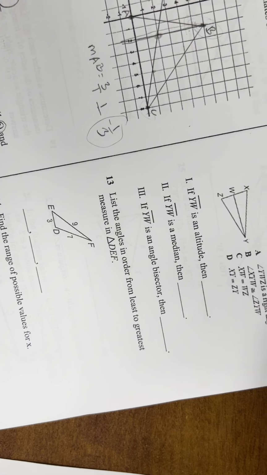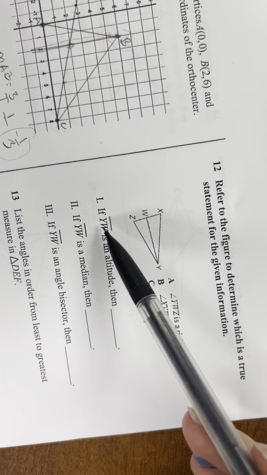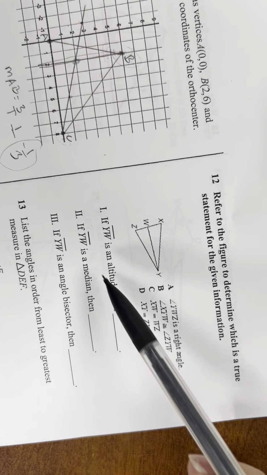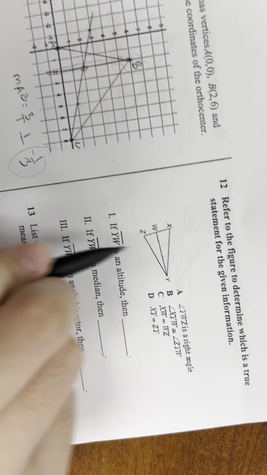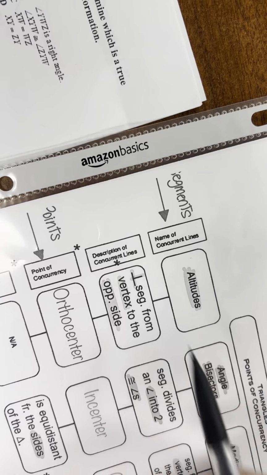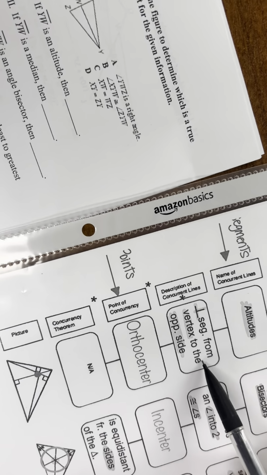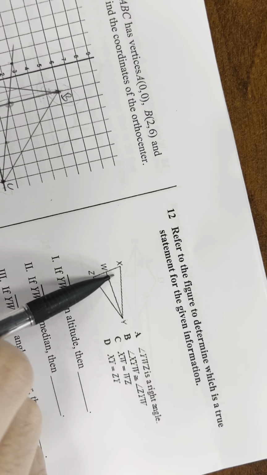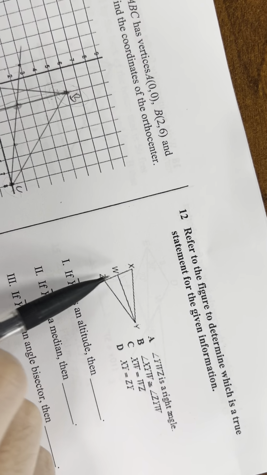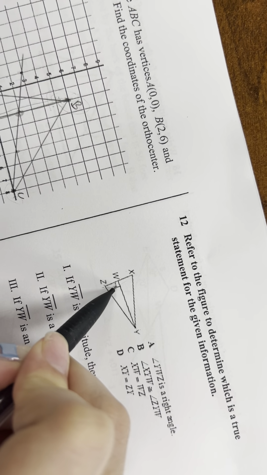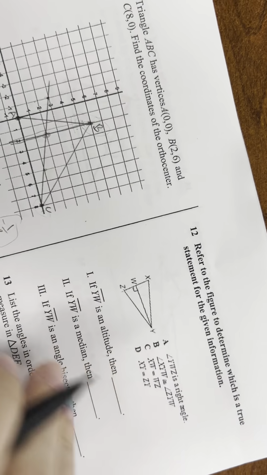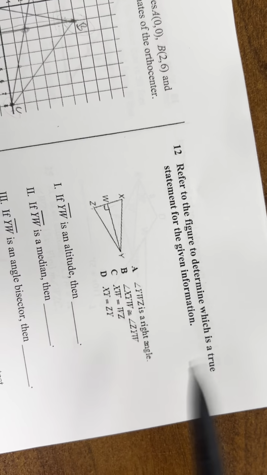For this question, refer to the figure to determine which is a true statement for the given information. Okay, so if W is an altitude, then what do you know about altitude? Altitude is perpendicular, right? So perpendicular segments from vertex to the opposite side. So if this is perpendicular to YZ, then it will create a 90 degree, correct?